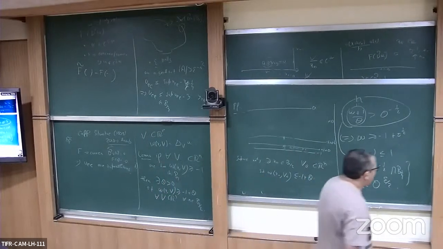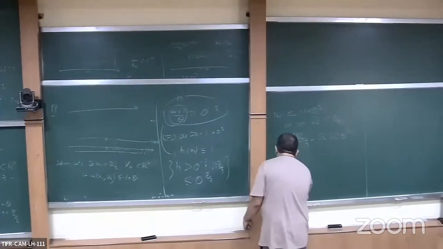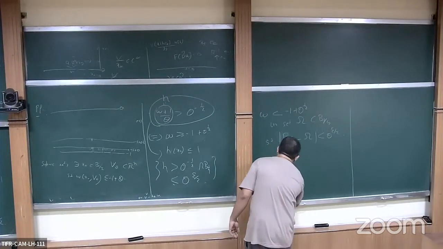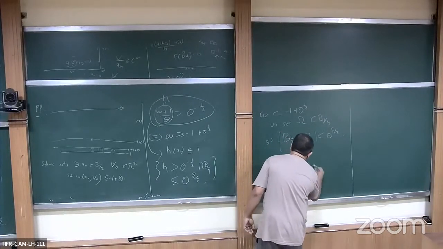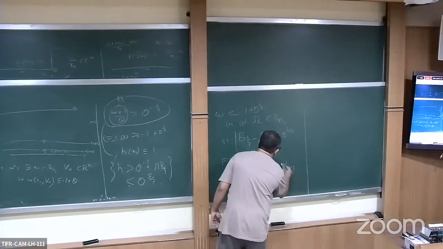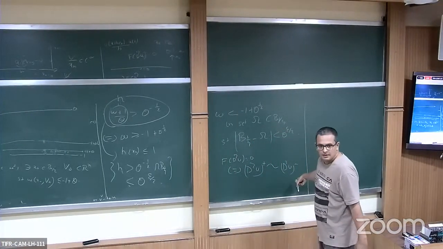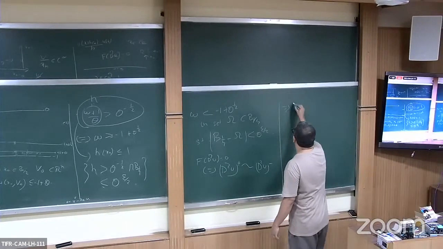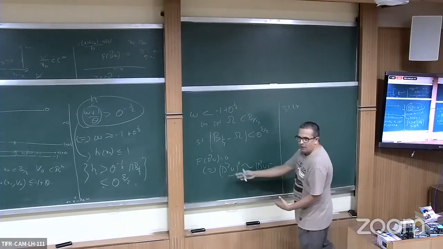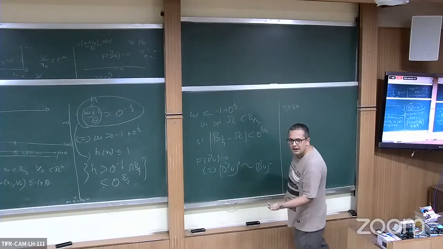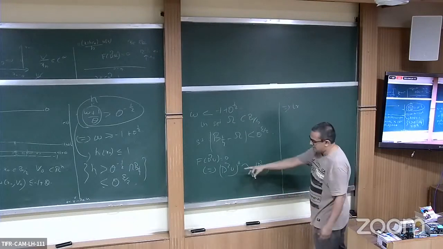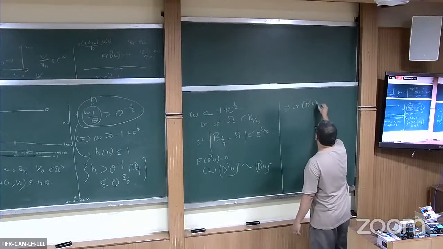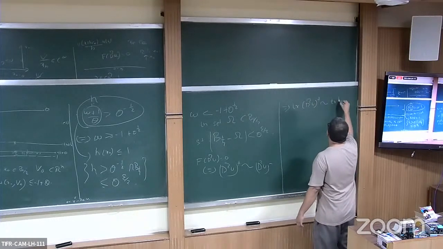So now I have to use the following fact: since f of D square u equals 0, it would imply that D square u plus is comparable to D square u minus, right? In particular this implies that the trace, because all norms are equivalent, so you can take the trace norm here and the trace norm here. So trace of D square u plus is comparable to the trace of D square u minus.